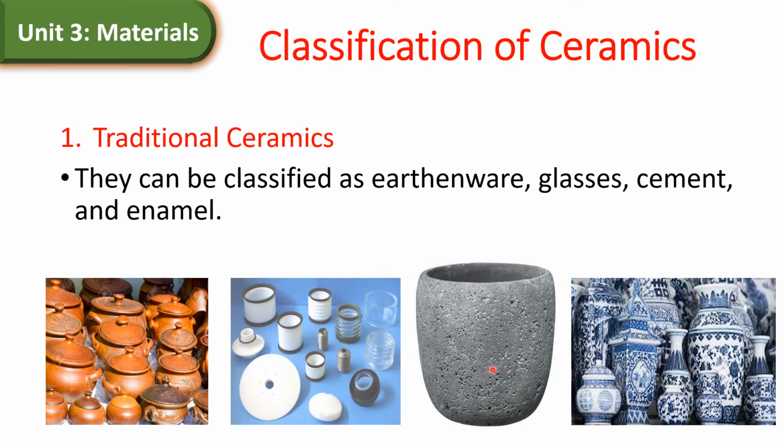Next we have cement. Cement is basically a powdery substance. An example of that is Portland cement. It is used to hold or bind substances, for example in building houses or roads. You have cement to hold your sand, gravel, and water together when they become hard.